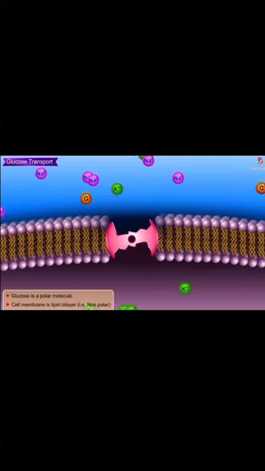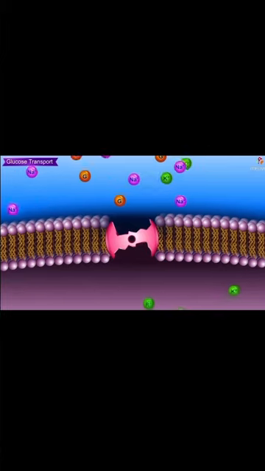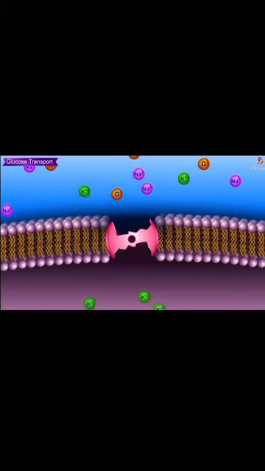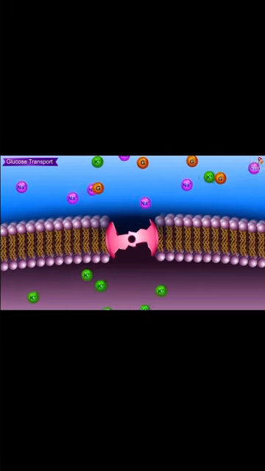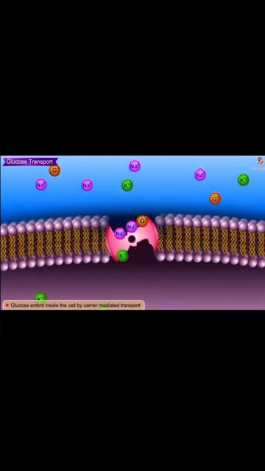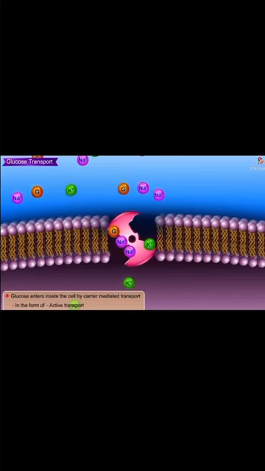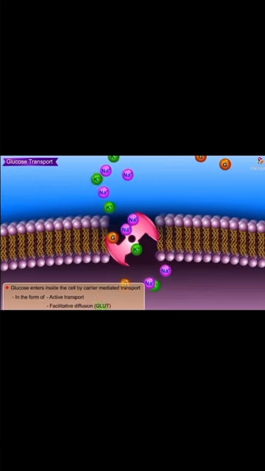Glucose transporters are a wide group of membrane proteins that facilitate the transport of glucose across the plasma membrane, a process known as facilitated diffusion, where a carrier in the cell membrane helps facilitate the transport of glucose. Glucose enters inside the cell by carrier-mediated transport in the form of active transport and facilitated diffusion by means of glucose transporters, also known as GLUT.